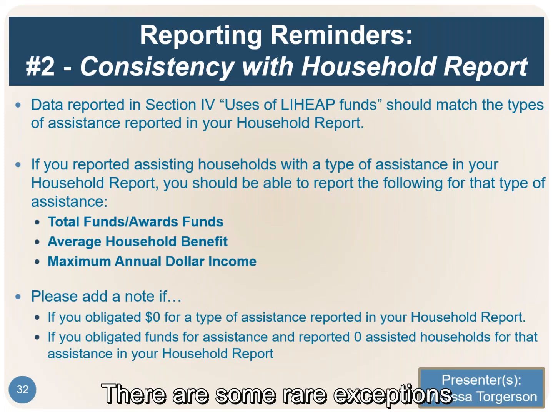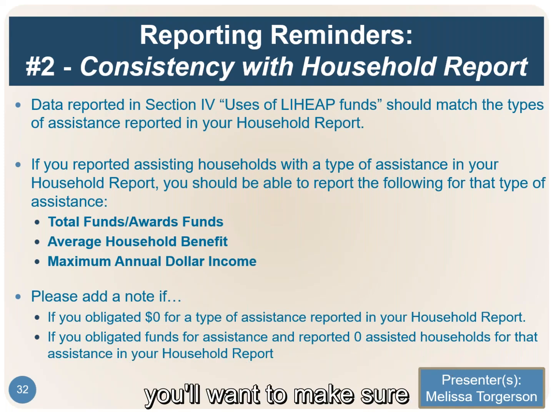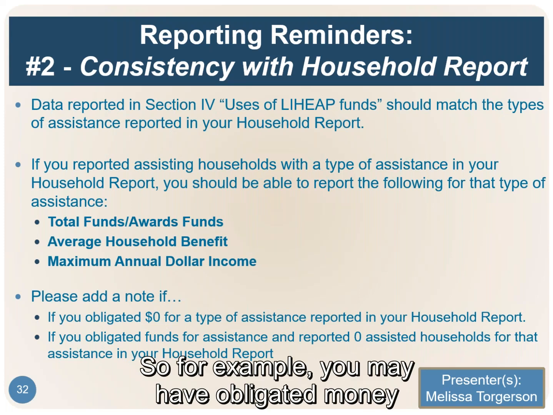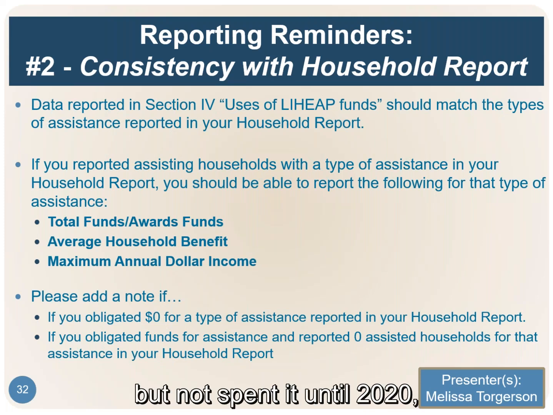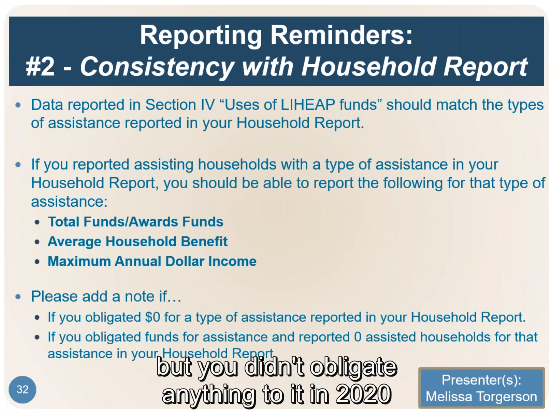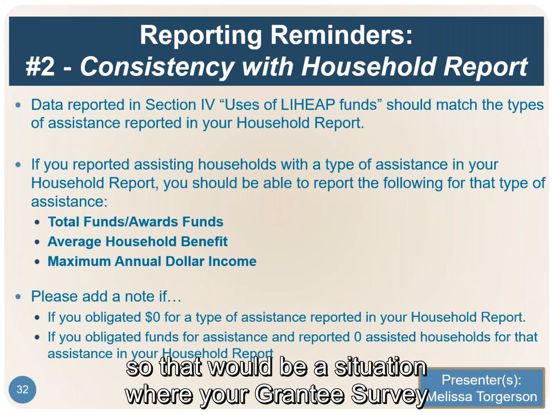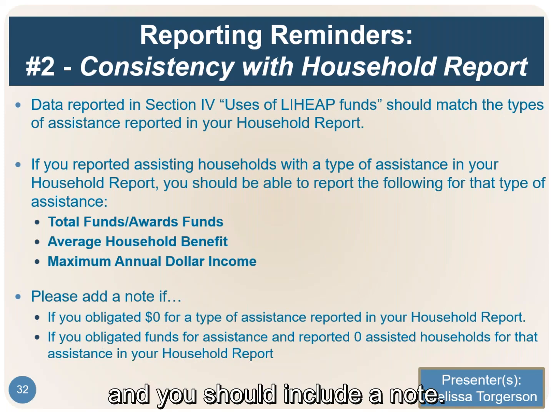There are some rare exceptions, and for these you'll want to add a note. So if you obligated $0 for a type of assistance reported in your household report, you'll want to make sure to indicate that in your notes. So for example, you may have obligated money for winter crisis in the previous year but not spent it until 2020, but you didn't obligate anything to it in 2020. You're just spending prior year obligations. So that would be a situation where your grantee survey and your household report don't quite match up, and you should include a note.